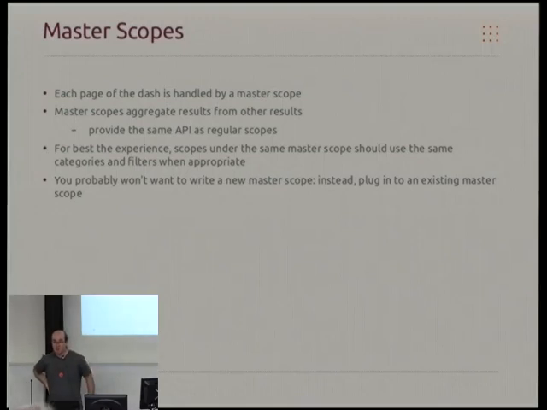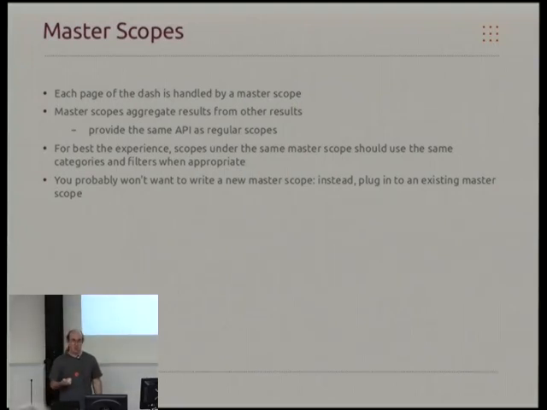In general, you probably don't want to write a new master scope because A, it's more complicated than a simple scope, and B, the more master scopes we have, the more complexity it adds to the user interface. So we generally want people to have their scope fit into one of the existing categories if possible. What are those categories?